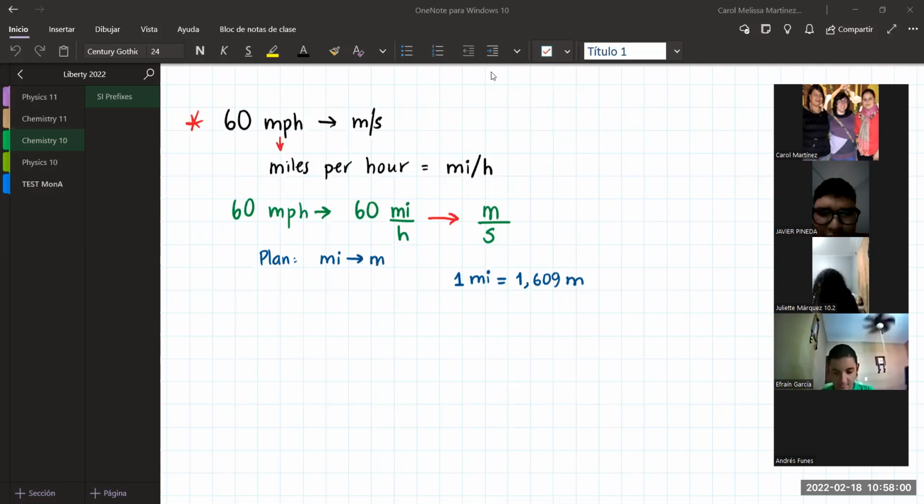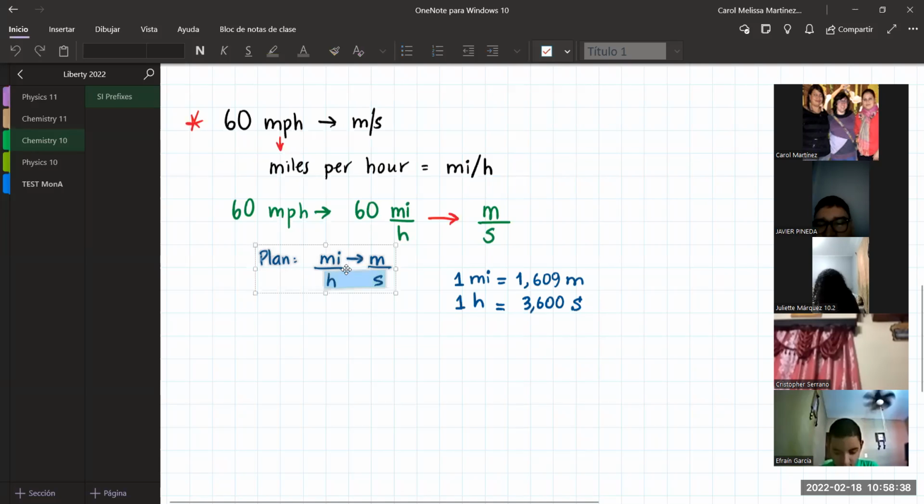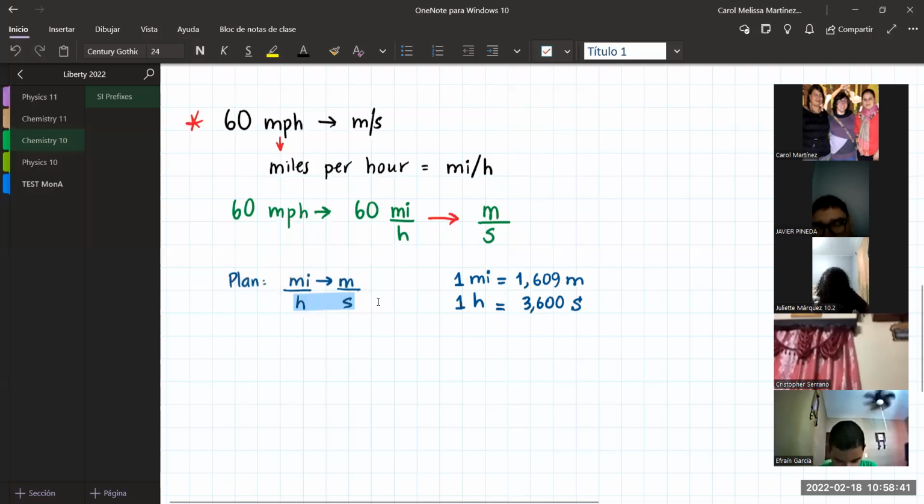1,609. The other part of the plan is from hours to seconds. What is the conversion factor that we have between hours and seconds? In 1 hour, you have 3,600 seconds. Very good. So that's your plan: converting from miles to meters and from hours to seconds.